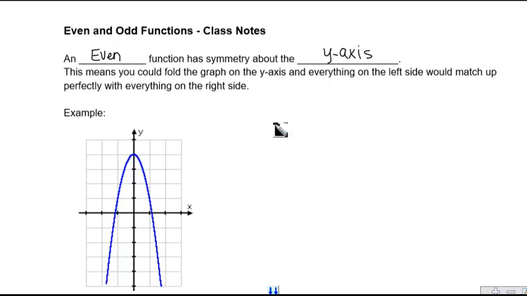What makes this function symmetry special is that it does have to have symmetry about the y-axis, which means the only place that you're allowed to fold the graph is on the y-axis. And when you do that, if every point on the right has a mirror image point on the left, then it does have even function symmetry.